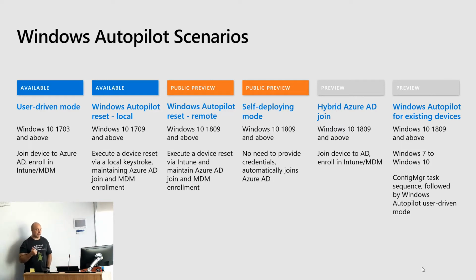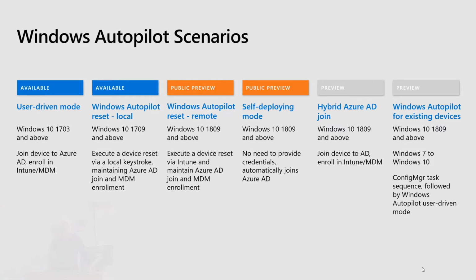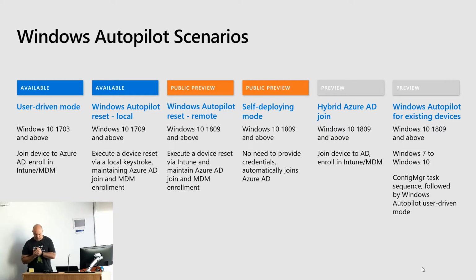So the two scenarios that are available at the moment are user-driven mode and Autopilot with local reset. Two that are in public preview right now: remote reset, which I went through and have already done today, and I can do it again at the end of this. And self-deploying mode, so that we can start pushing out to a device that isn't necessarily a user's device. Think of it more in terms of a fixed function device or a kiosk device, where we're assigning things to the device.